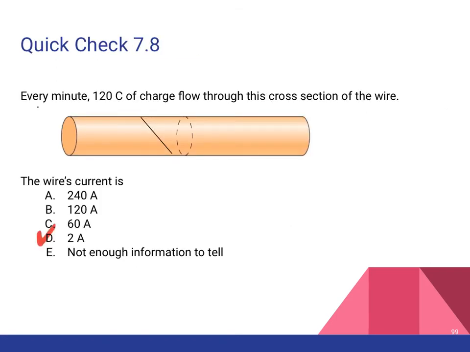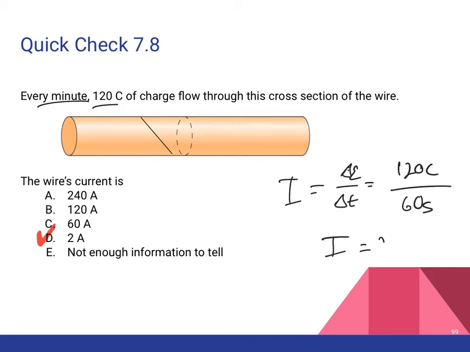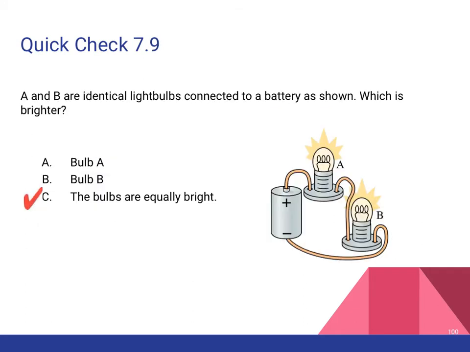Every minute, that's 60 seconds, 120 coulombs of charge flow. So current is delta Q over delta T. The charge is 120 coulombs, and we're talking about 60 seconds, so we get a current of 2 amps. The current is the flow of electrons, and that is 2 amps.